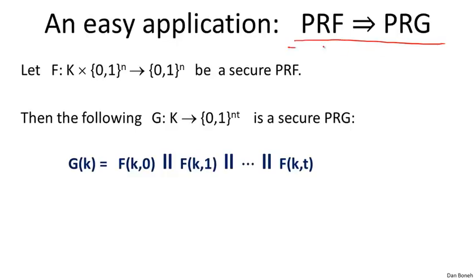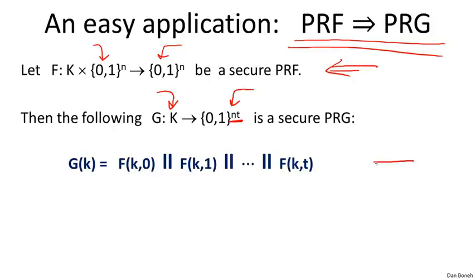Okay, so just to show you the power of PRFs, let's look at a very easy application. I want to show you that pseudo-random functions directly give us a very simple pseudo-random generator. Let's assume we have a pseudo-random function, which happens to go from n bits to n bits. Then let's define the following generator. Its seed space is going to be the key space for the PRF, and its output space is going to be t blocks of n bits each. So the output is a total of n times t bits for some parameter t that we can choose. And it turns out you can do this very simple construction.